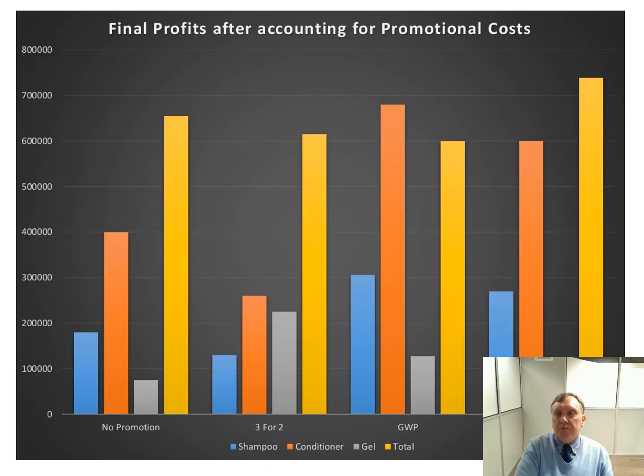So final profits. This is the crucial information. So we can see the profits that we already had from the previous situation where there was no promotion at all. Now, if we compare that to the 3 for 2, which is what we're doing now, don't forget we're just looking at a particular product line. So we're not looking at everything in the store.